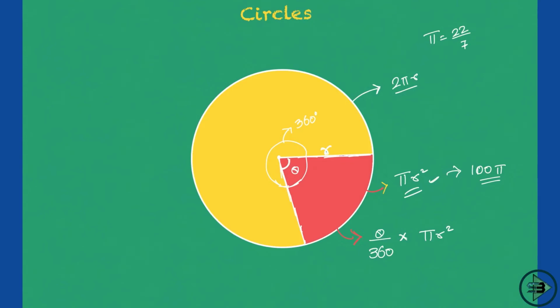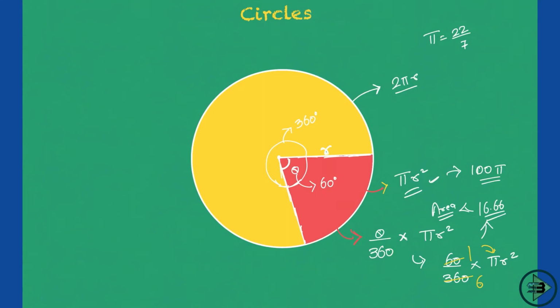Now if I say that this theta is equal to 60 degrees, what will happen? I will write here 60 upon 360 into pi r square, which means what? 60 upon 360 is 1/6, so I need 1/6 of the area, or if you want to talk in terms of percentage, you will need 16.66% of the total area, right? And that is what you can talk about here.